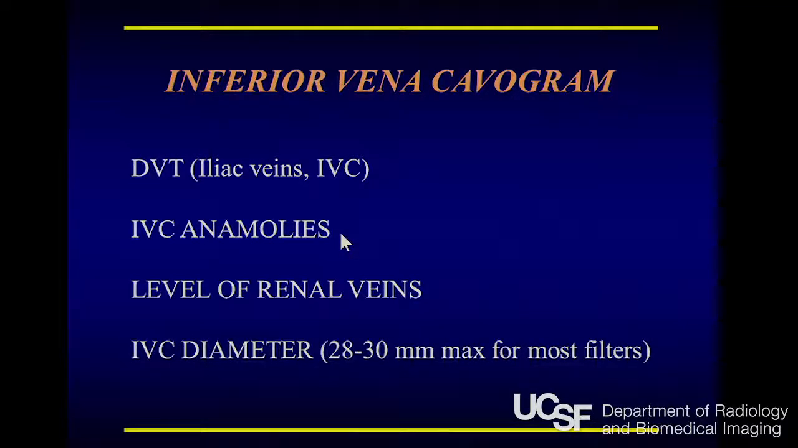This will show us caval anomalies. We'll discuss those in a moment. You want to determine the level of the renal veins, because we usually place these in an infrarenal location, although sometimes we'll go suprarenal. And you'll want to measure the caval diameter, for which the maximal diameter for most filters, as we discussed, is 28 to 30 millimeters.